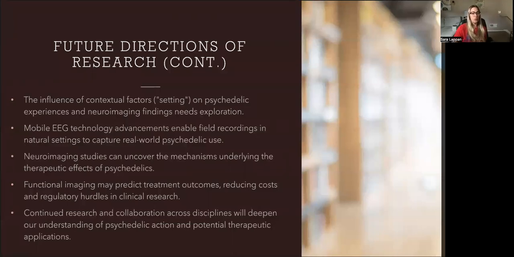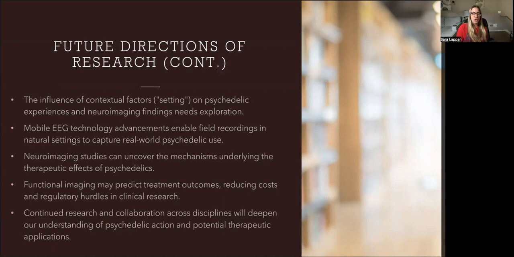And finally, for some more future research directions, we want to look a little bit more at the influence of contextual factors, like setting or the environment in which the person takes the substance, on psychedelic experiences and neuroimaging. This needs some exploration. We're not scanning people when they're in these cozy rooms. So I'm curious what that might look like.